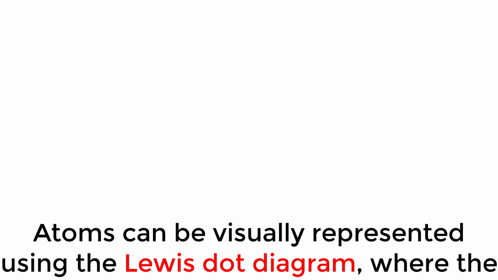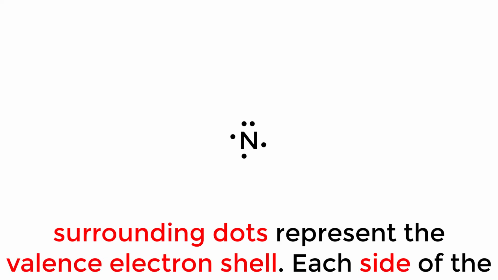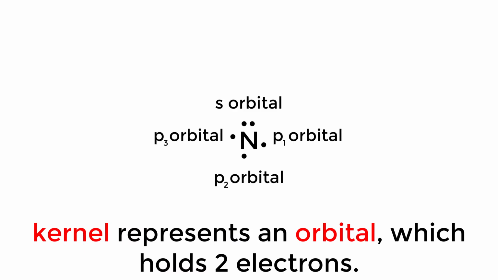Atoms can be visually represented using the Lewis dot diagram, where the elemental symbol of an element represents the nucleus and the surrounding dots represent the valence electron shell. Each side of the kernel represents an orbital, which holds 2 electrons.